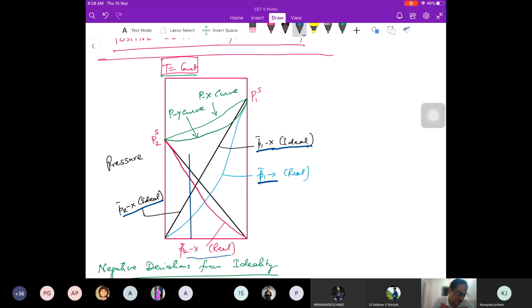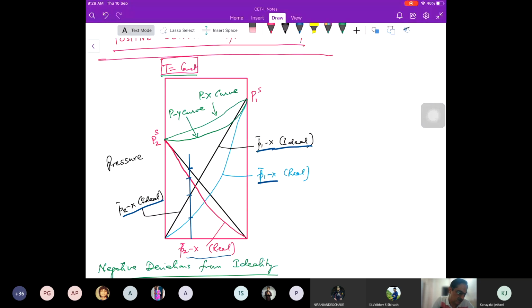if I take any value of x, then this is the value given by Raoult's law. This is the actual measurement, right? So actual partial pressure is less than that value given by Raoult's law. Similarly, this is the value actually measured, and this is the value given by Raoult's law, right? So it is always less than what is calculated by Raoult's law. So that's why it is negative deviation of ideality.